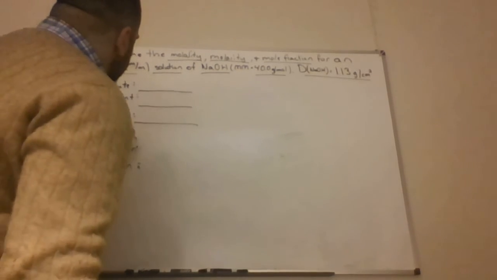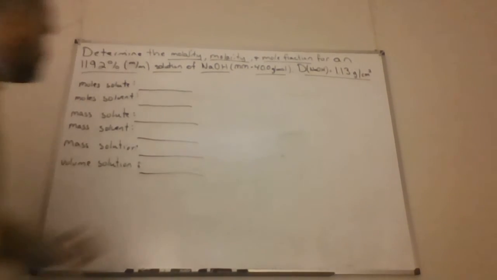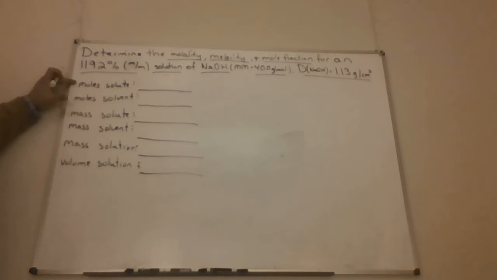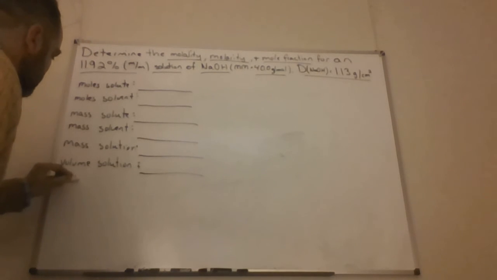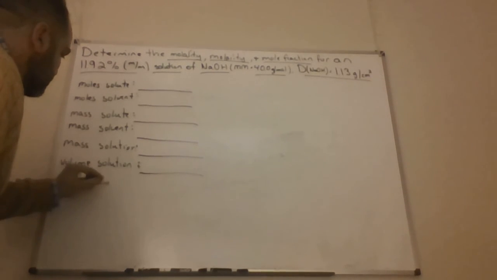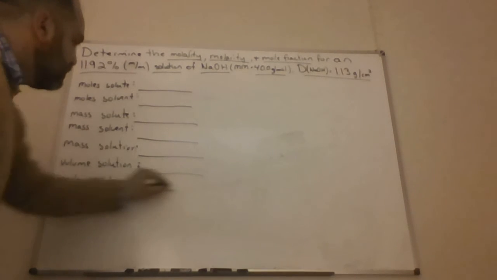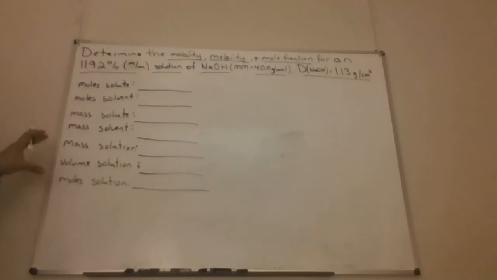So as you can see, moles of solute, moles of solvent, mass of solute, mass of solvent, mass of solution, volume of solution, and also one more, moles of solution. So by having all these different components, we can convert to the different units of concentration. So while you write that down for a second, before we move on.